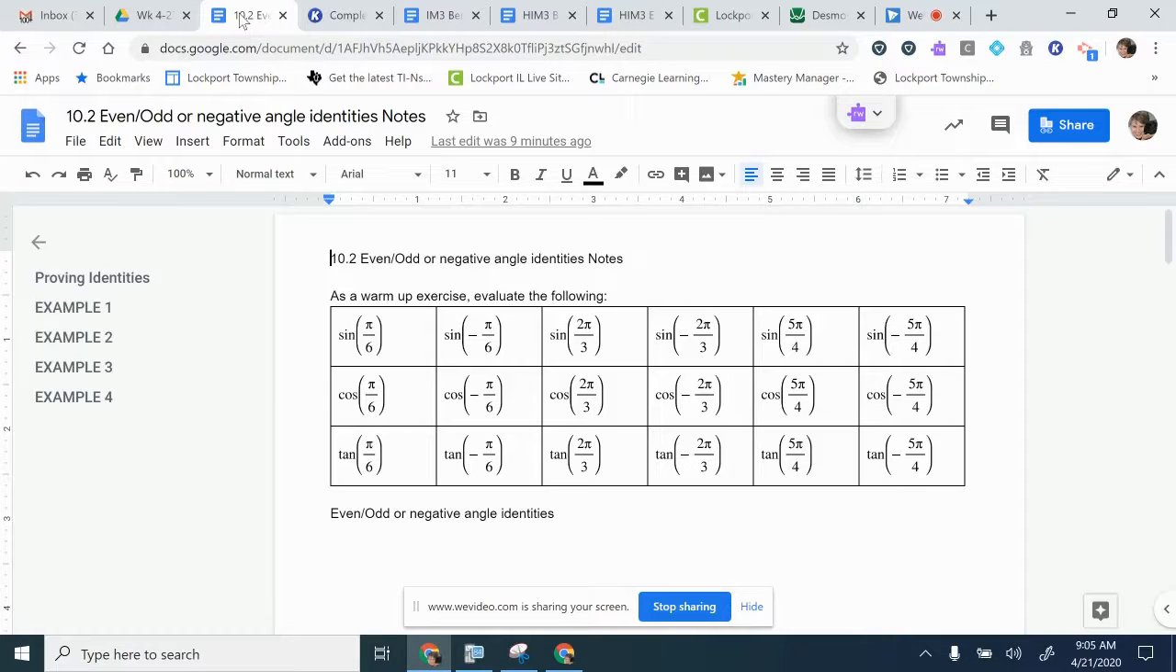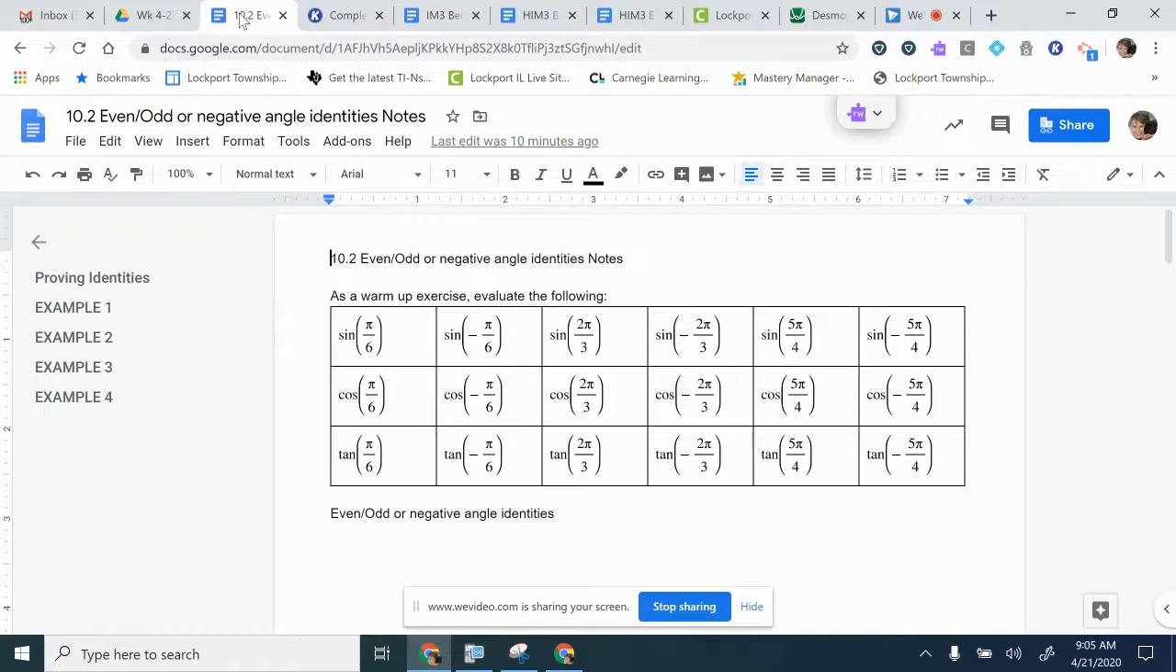We are going to learn about one of my favorite topics today, and that is proving trig identities. Before we get to that, though, I want you to do these warm-up exercises, filling in the table here. We should be able to do this pretty quickly because we should have our reference angle values memorized.